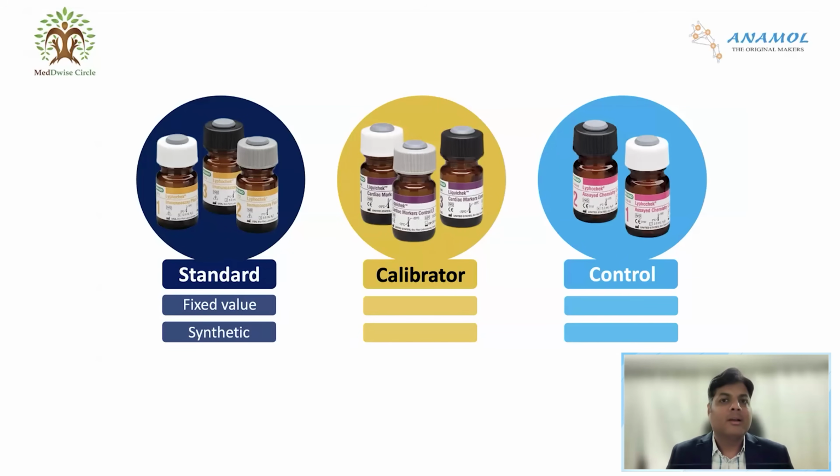Now, say for example, we want to estimate glucose and then we purchase the glucose kit from any manufacturer or a distributor. Now, when we open this kit, along with the reagent of glucose, we will also get the standard of glucose. So this standard of glucose is nothing but a synthetically prepared solution in which the value of glucose is already fixed. Say, for example, the value of glucose is 100 milligram per deciliter. So the value is fixed at 100 milligram per deciliter. This value of glucose will not change.